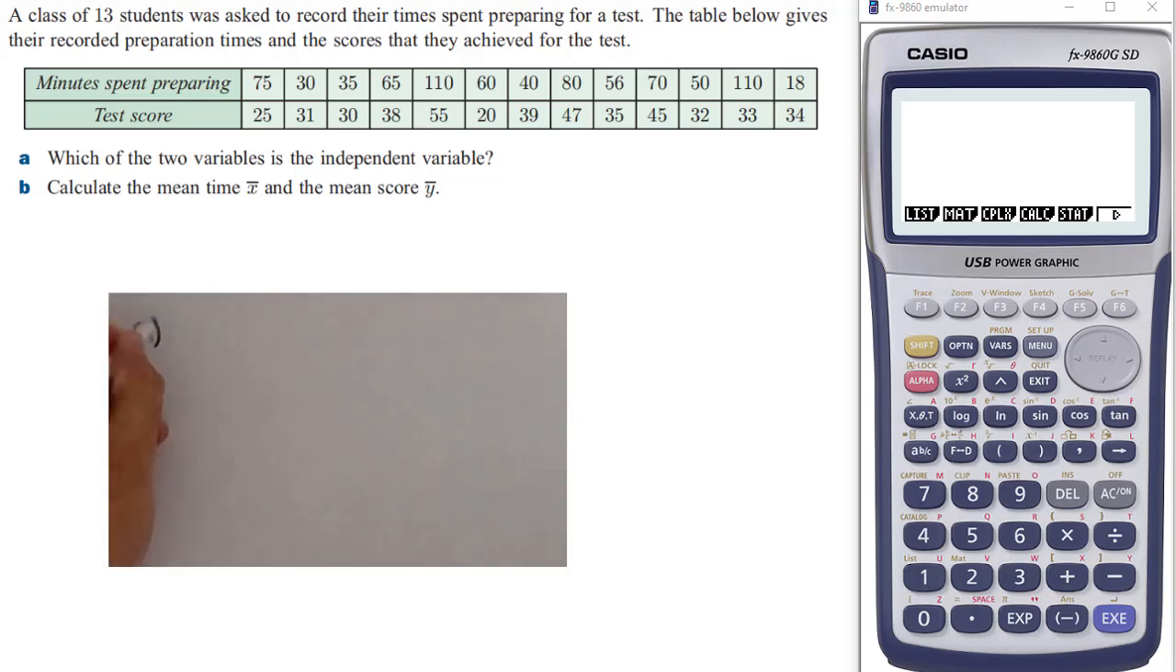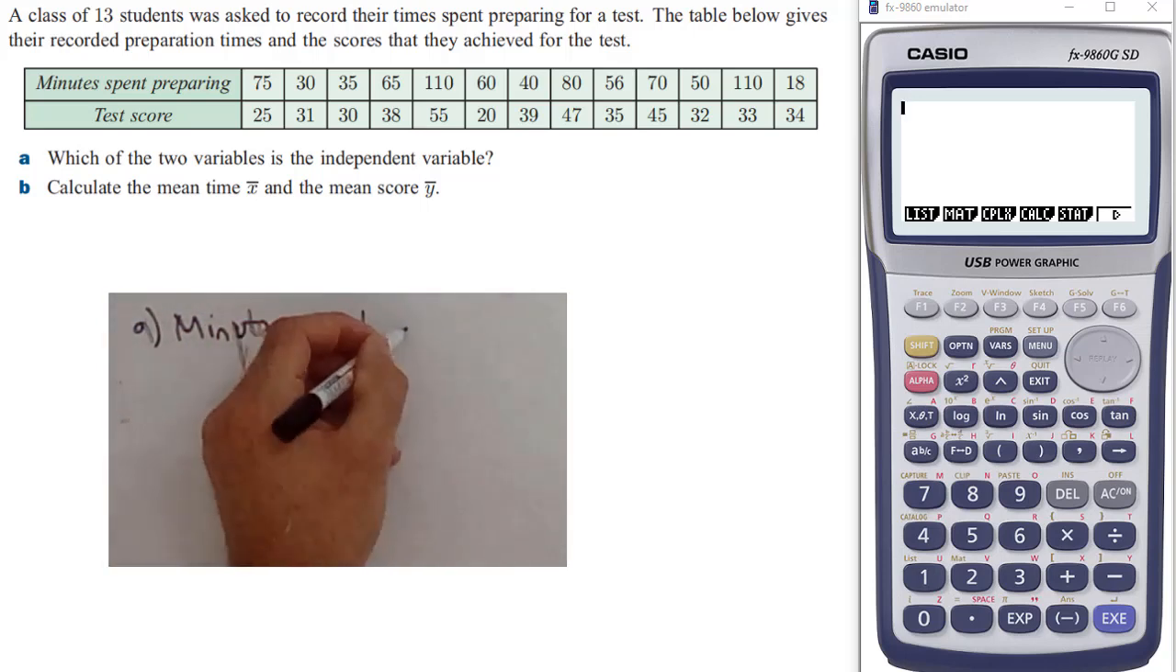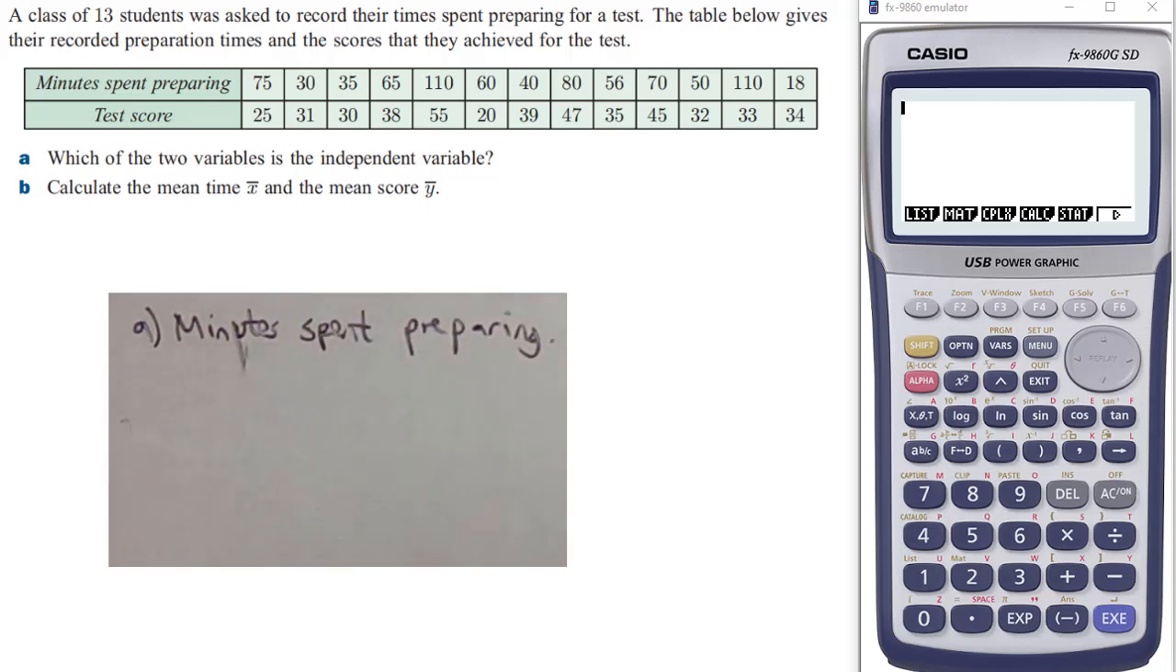So part A, minutes spent preparing, is the independent variable. That's just because test score is dependent upon minutes and not the other way around. Part B, we've been asked to find the mean x and mean y.